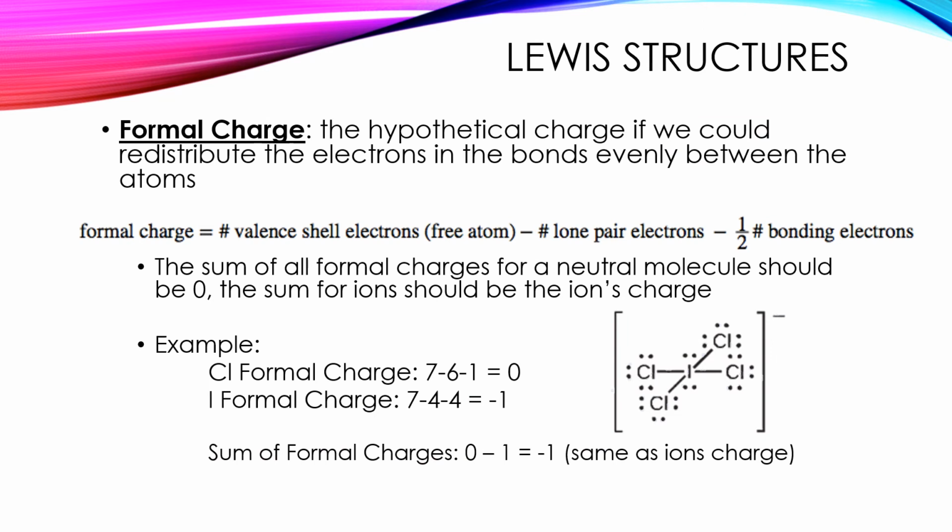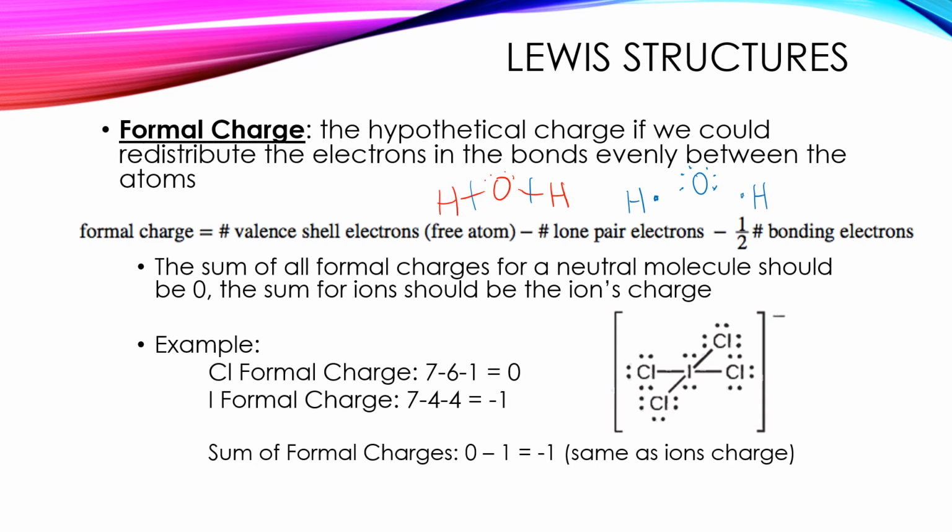Okay, so what if there are more than one way for us to draw a Lewis structure? Then we would have to pick which one is the best Lewis structure or the one that is more stable. And we do that with something called formal charge. Formal charge is defined as the hypothetical charge if we could redistribute the electrons in the bonds evenly between the atoms. So let's look at water. Let's say that we broke the bond apart and we distributed everything back equally. Then hydrogen would have its 1, oxygen would have 6, and hydrogen would have 1.